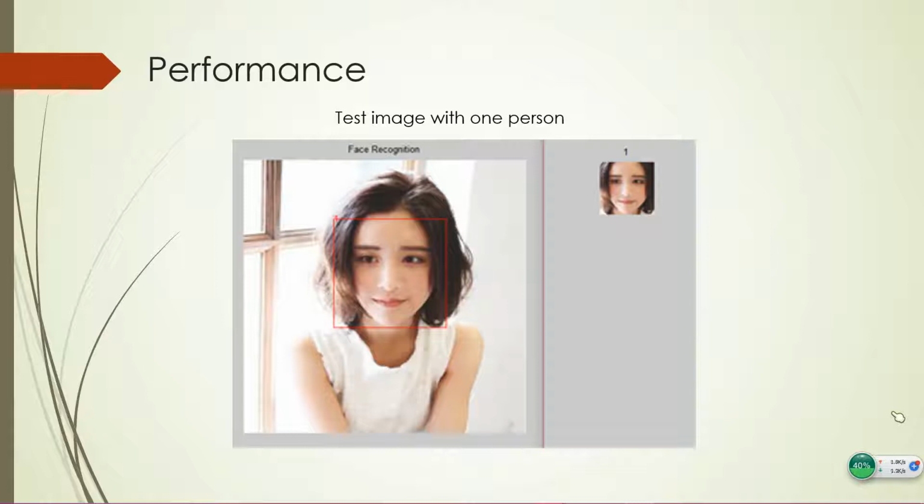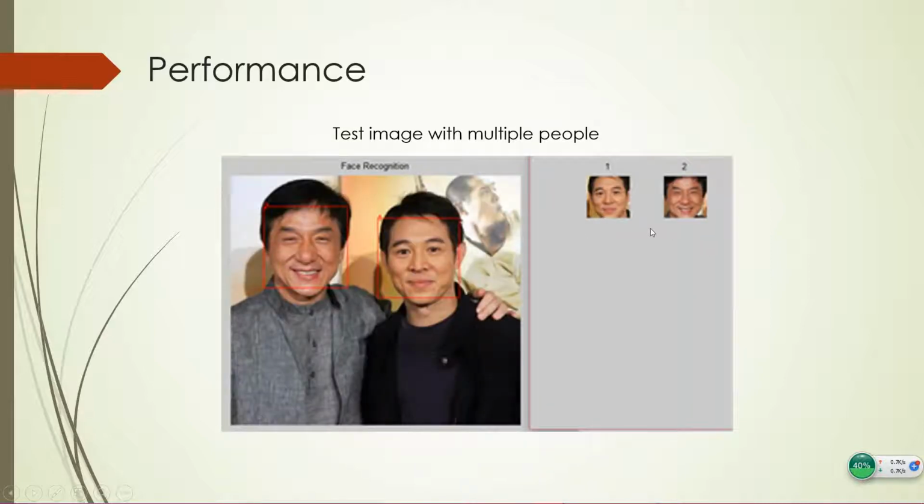And for the performance, I actually tested the image with one person and multiple persons. This is the result with one person, as we can see from the image. The face is successfully detected by the program, and it is labeled with a red square. And here is the result that the detected face is shown here. And the next one is with multiple people. As we can see in the image, there are two people here, and the program successfully detects these two faces and shows the result in another window.